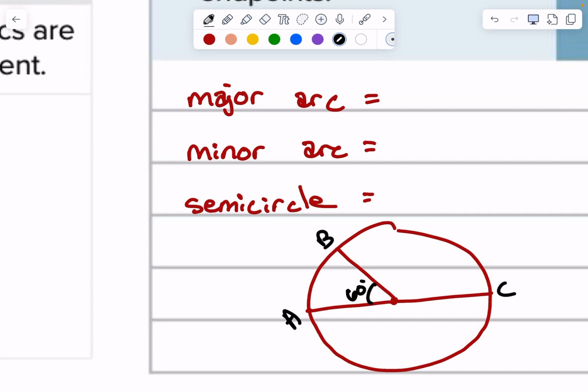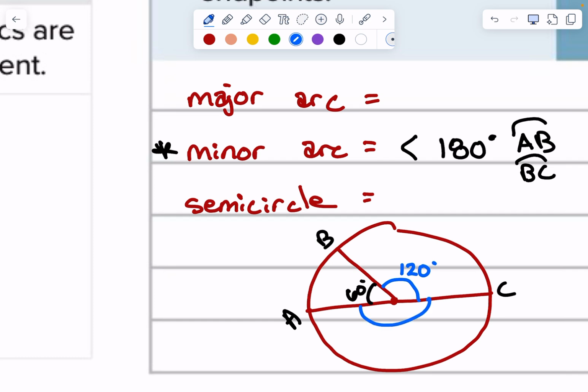Major arc, minor arc, semicircle. Okay. We have minor arcs. I'm going to start with minor. Minor is anything that is less than 180, half of a circle, which is 180. Okay, so give me a minor arc. AB is a minor arc. What else is a minor arc? BC, because BC would be how big? How big is BC? 120, right? AC is 180, right?